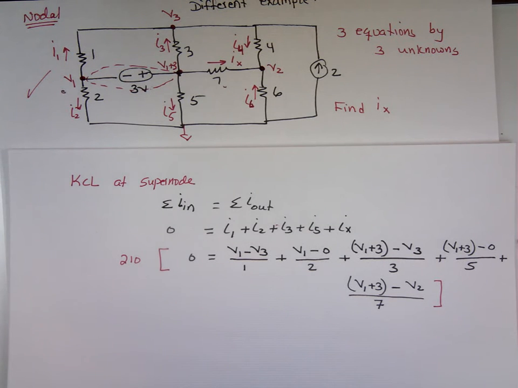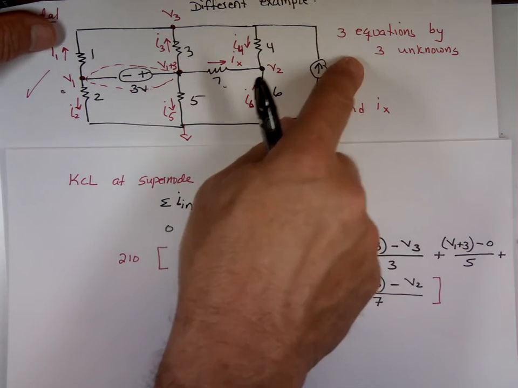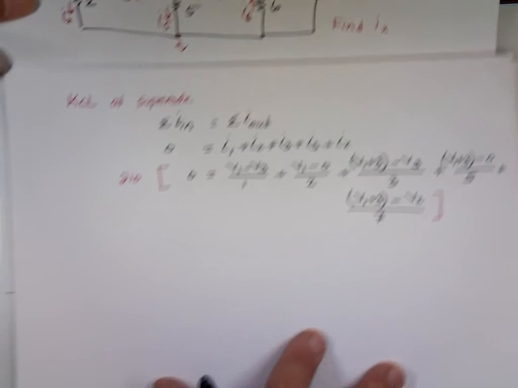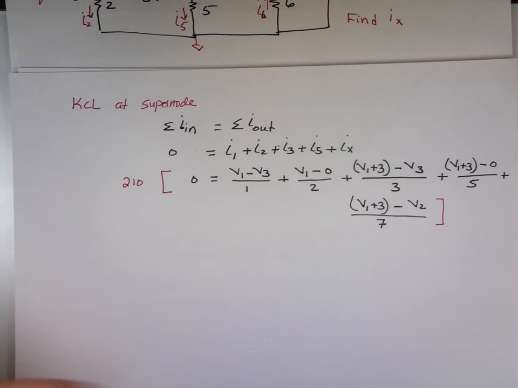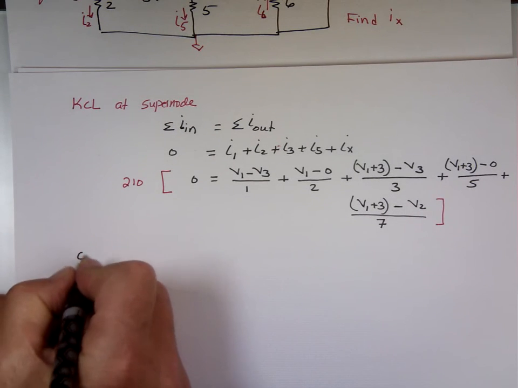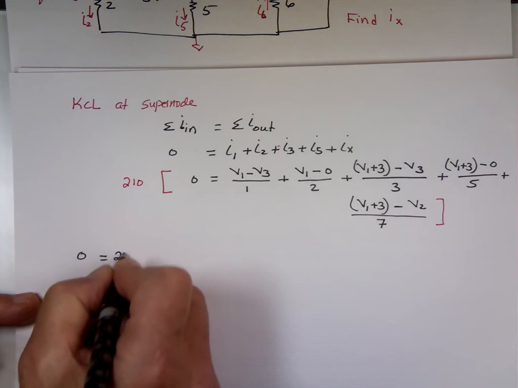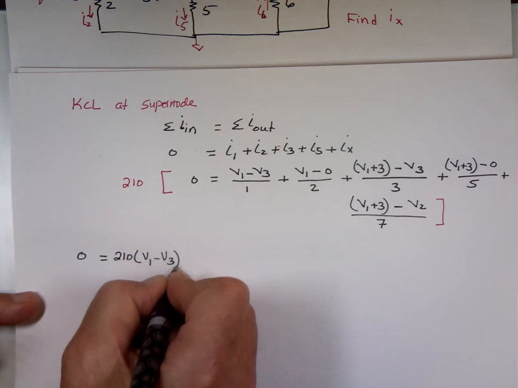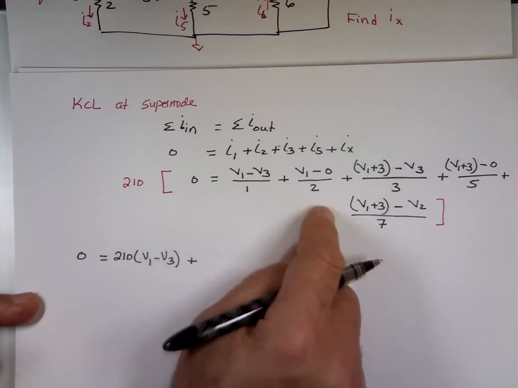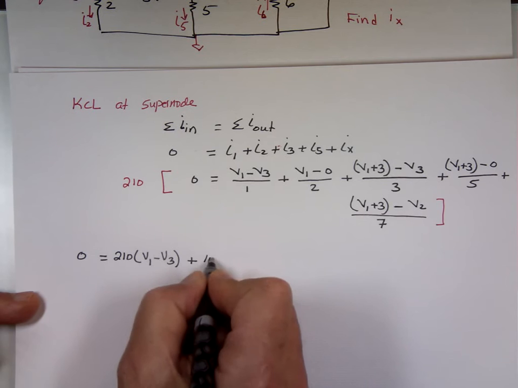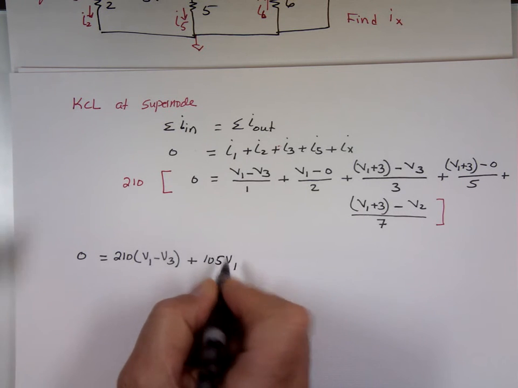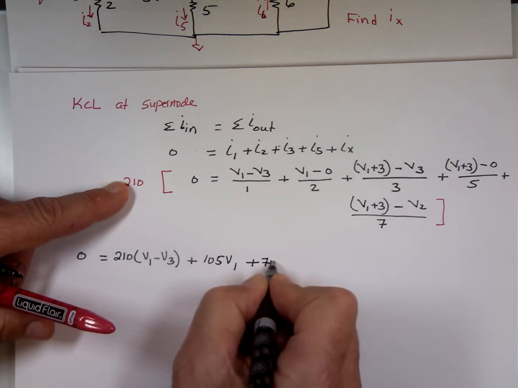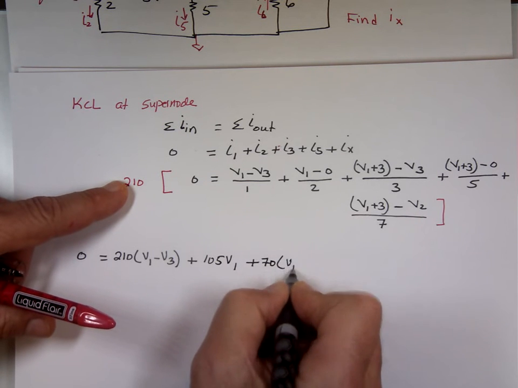So even if you have 3 equations by 3 unknowns, you can see the math is going to make it a nightmare. I'd rather do the 4, but we'll do them the way they want us to do them. So 210 times nothing is 0. 210 times V1 minus V3 for now, plus 210 divided by 2, what's that, 105? Is that 70 the next one? 70 times V1 plus 3 minus V3.